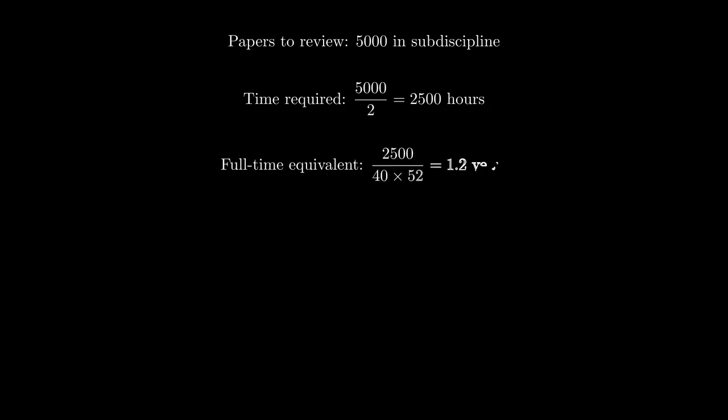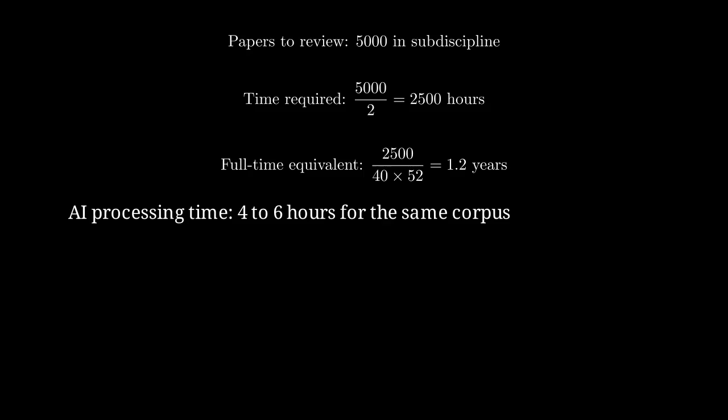At 40 hours per week for 52 weeks, that's 1.2 years of full-time work, assuming you do nothing but read papers. Meanwhile, an AI system can process the same 5,000 papers in 4 to 6 hours, including embedding generation, clustering, and gap identification. That's a speed-up factor of approximately 500 times. This doesn't even account for the fact that I can simultaneously analyze connections that would take humans months to synthesize.